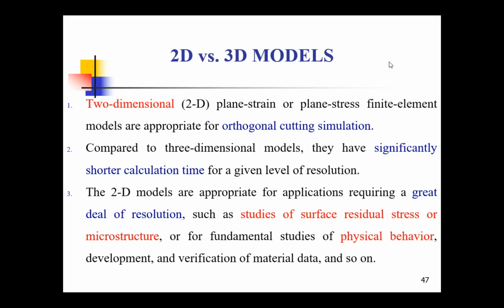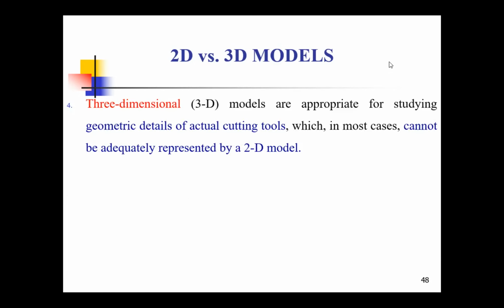But when compared with the 2D model, we have to prefer 3D models to clearly see the chip morphologies and all these things. But we have to accept the larger computational time that these models take. These 3D models are appropriate for studying the geometrical details of actual cutting tools, and how the chip morphology is going to take place cannot be represented by 2D models. We will see that in this hands-on training also. We will be doing both 2D as well as 3D.